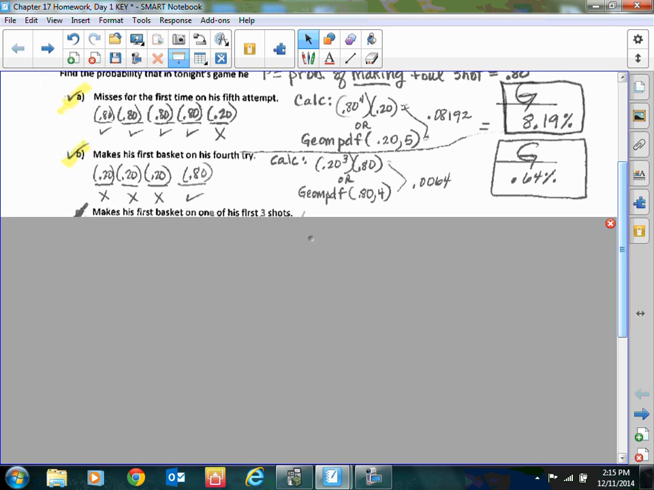Okay, now, this one is different. You did not do this problem, so let's do this together. Here we go. So this is kind of like today's classwork / assignment that you do have to complete to get your stamp. I'll probably stamp you tomorrow. Okay, he makes his first basket on one of the first 3 shots.